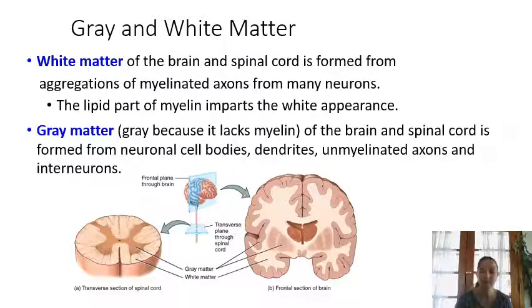Now the gray matter does not have myelin, so it doesn't have that same white appearance. Gray matter is usually aggregations of cell bodies, and the cell bodies or somas of neurons are not myelinated. So we find a whole bunch of cell bodies, dendrites, and maybe even some unmyelinated axons in the gray matter.